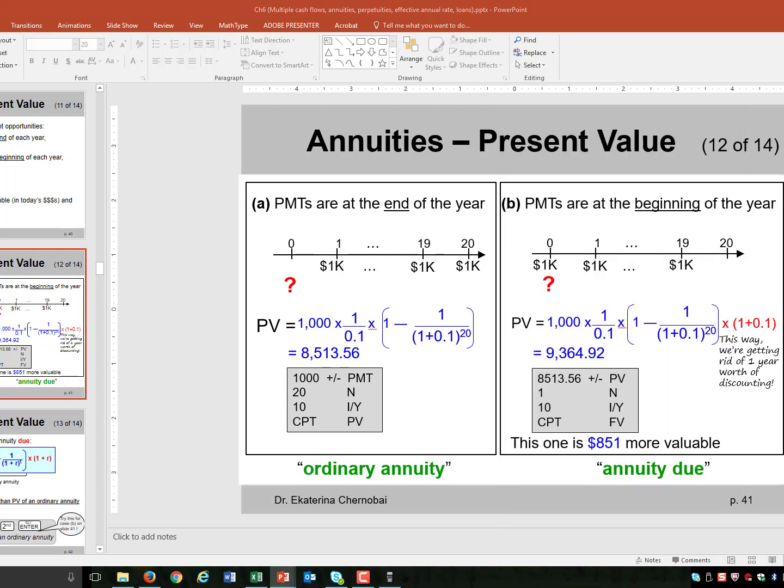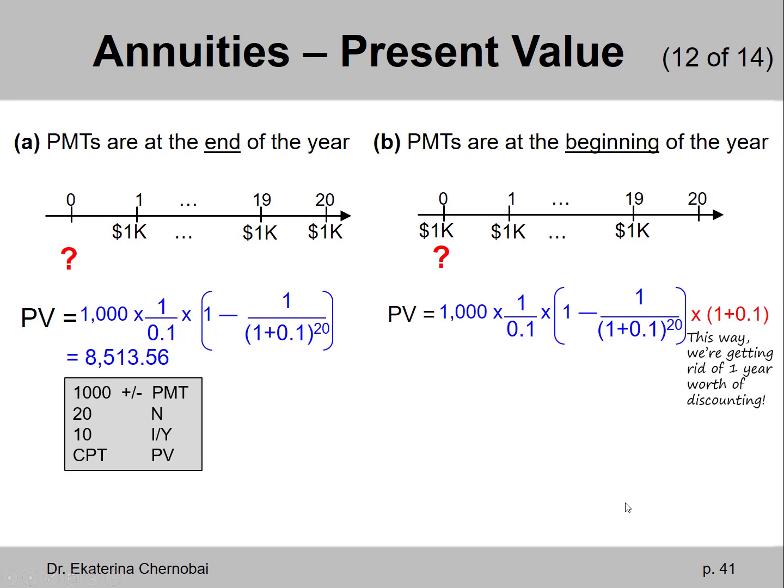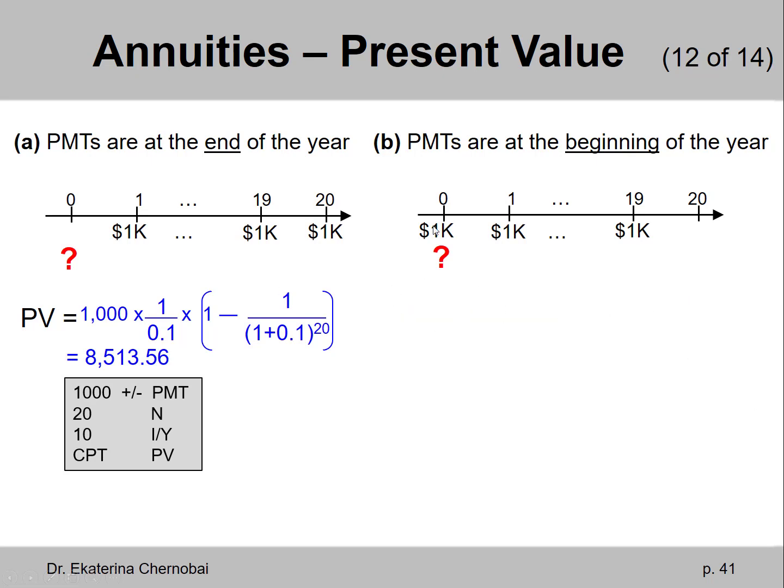Okay, now what about case B? In the second case, if you compare it to case A, the only difference is that since everything is at the beginning of each year, everything starts sooner. Everything is 1 year sooner. The first $1,000 in this investment opportunity will be received by you today. You wouldn't need to wait for it for 1 year, right? The second $1,000 will be received in 1 year, whereas in case A, you would need to wait for 2 years for that, right? Everything is sooner in case B.